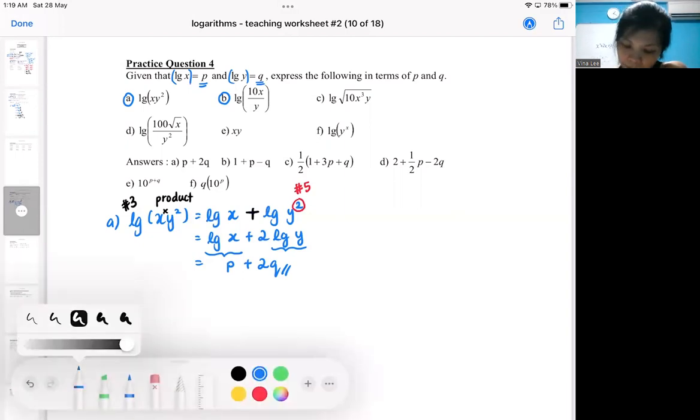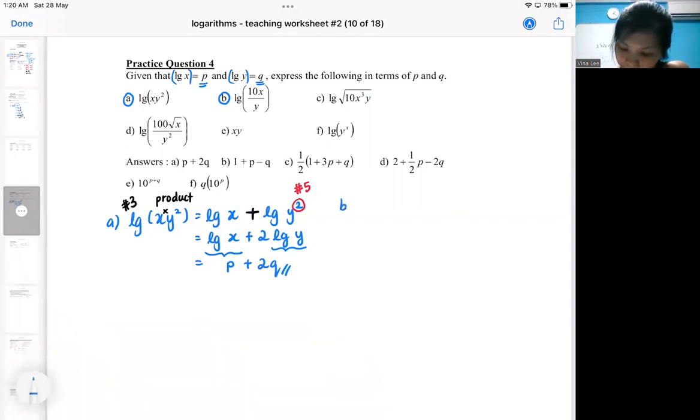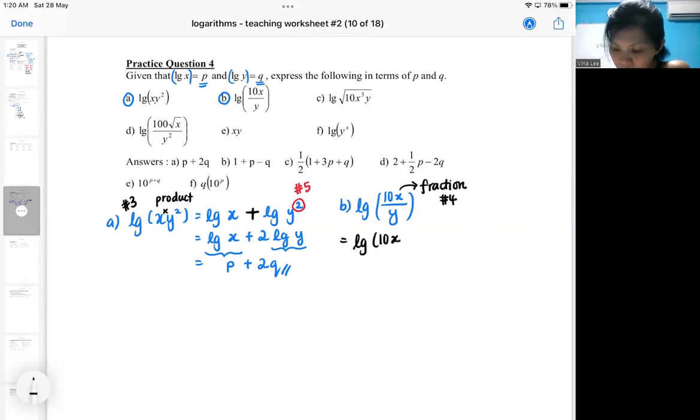So in the same idea for part B, you'll see a fraction. So you should recognize that this is a logarithm of a fraction. So I'm going to use my rule number 4 to make it into 1 log minus 1 log. So that will be a log 10x minus log y.